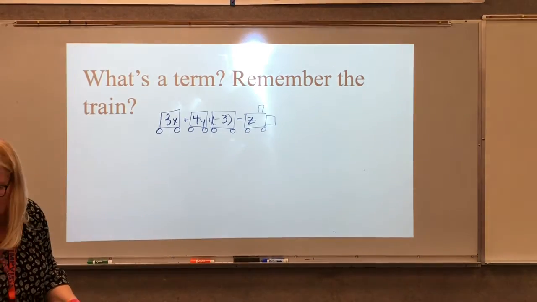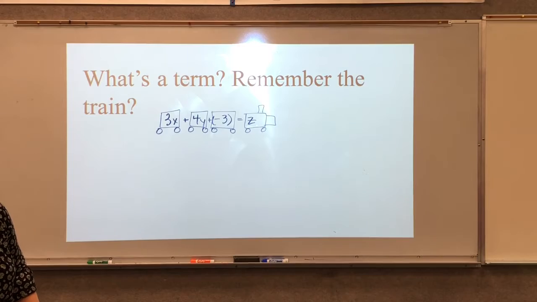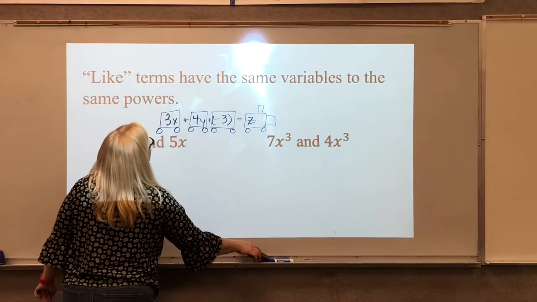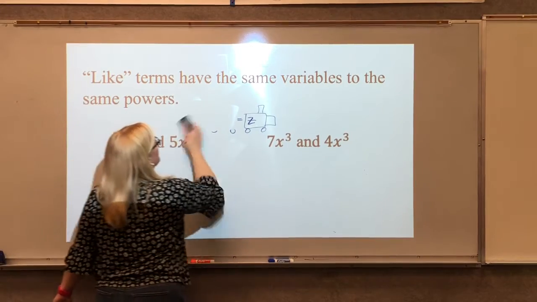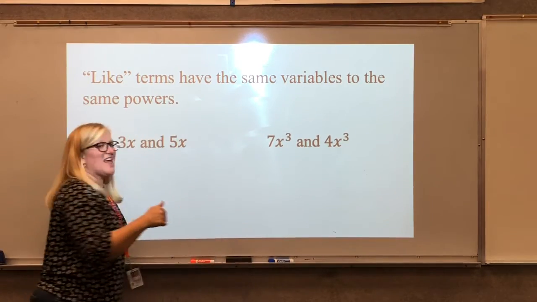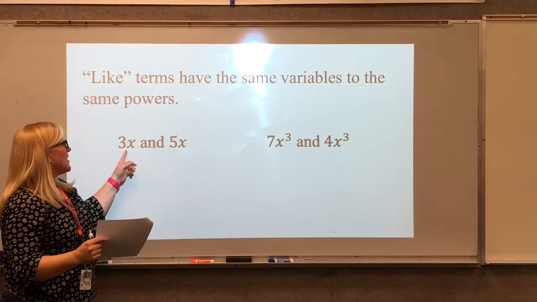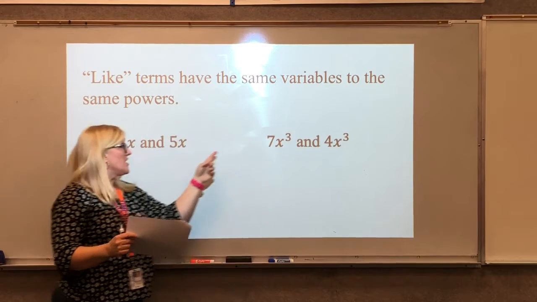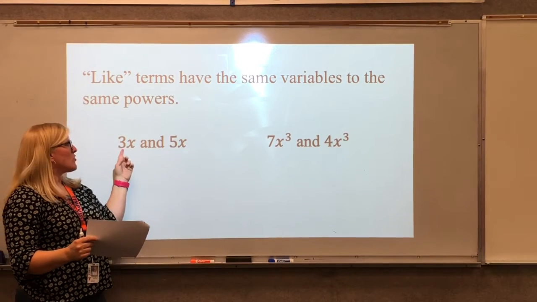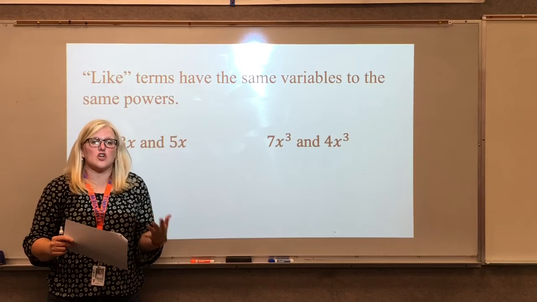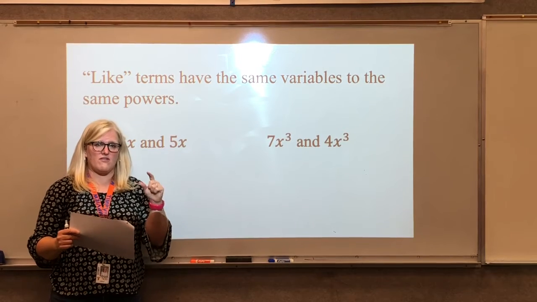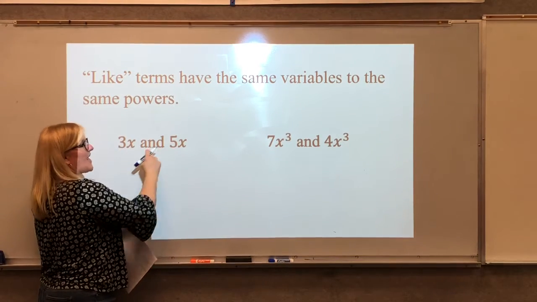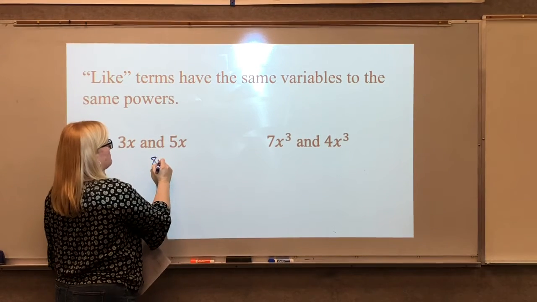So when we're talking about like terms, we're talking about terms that have the same variables to the same power. So here we have x's, and here we have x's also, but these are x to the third. These are just x's. So 3x and 5x are like terms. They both have the variable x in them, and I can add them together. If I have 3 x's and I add 5 x's, I have 8 of them.